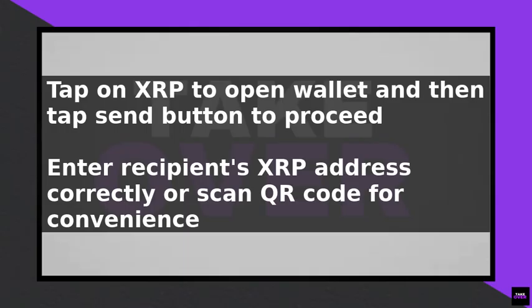You can also scan a QR code containing the recipient's address for a faster and more convenient way to send XRP. Next, enter the amount of XRP you want to send. You can choose to send a specific amount or use the max button to send your entire XRP balance.